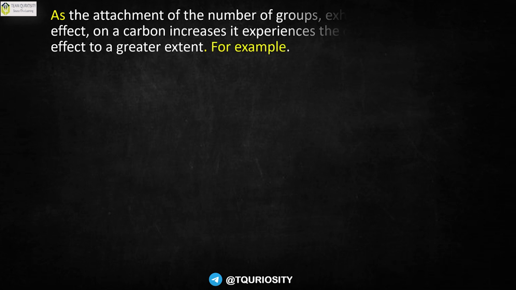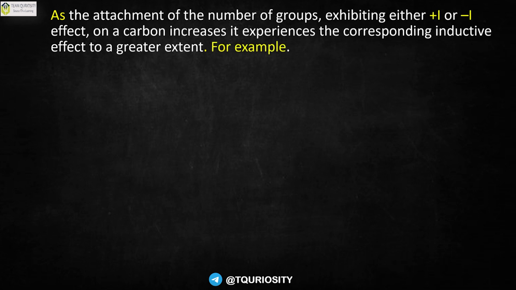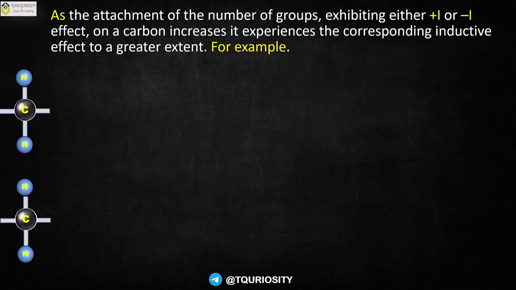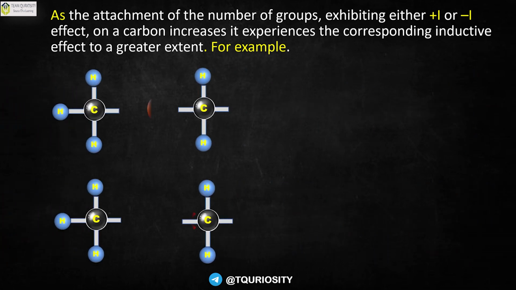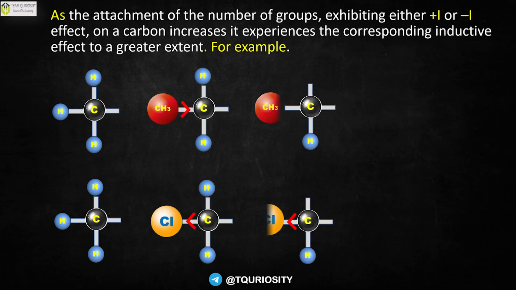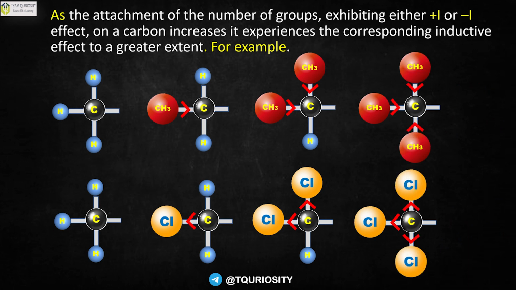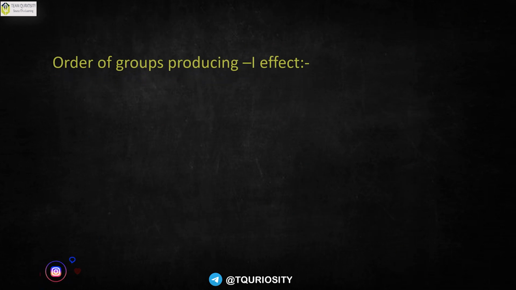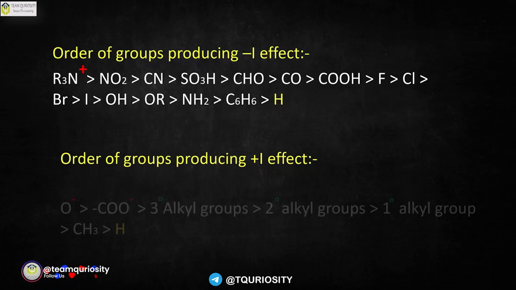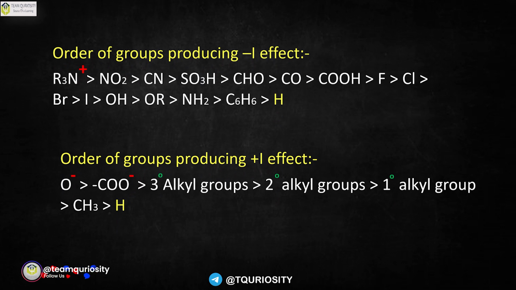As the number of groups exhibiting either plus I or minus I effect attached to a carbon increases, it experiences the corresponding inductive effect to a greater extent. For example, in the given figure, we can see that as we move rightwards, the central carbon atom is connected to more groups exhibiting inductive effect. So, correspondingly, it shows more inductive effect. Now, here is the decreasing order of groups producing minus I effect followed by plus I effect, taking hydrogen as the reference.